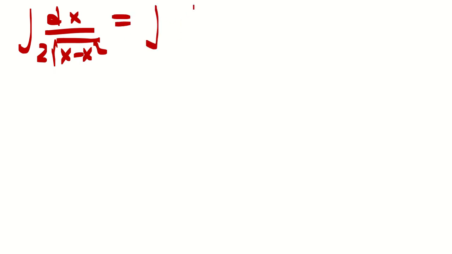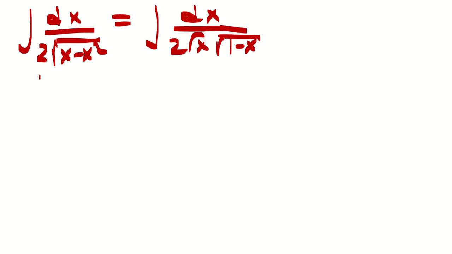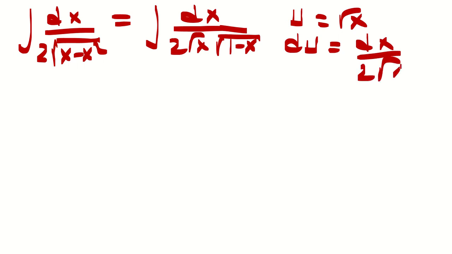The integral dx over 2 root x times root 1 minus x. Like the first one, x is taken out as a common factor and separated. Now this time we can say u is equal to square root of x, and du will be dx over 2 root x, since the derivative of this is 1 over 2 root x.